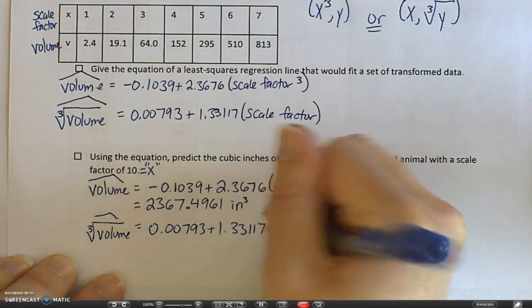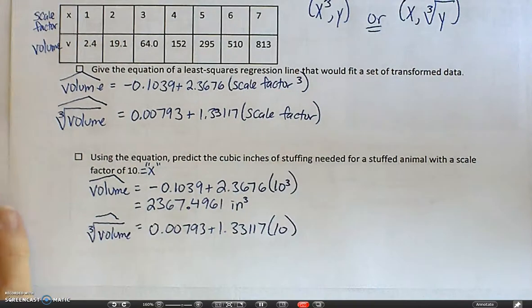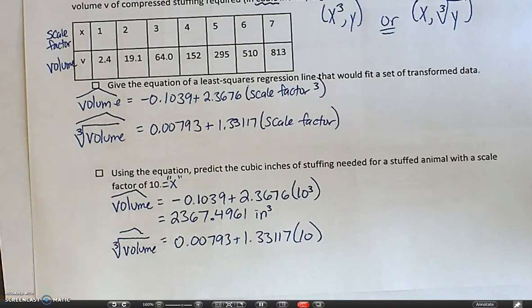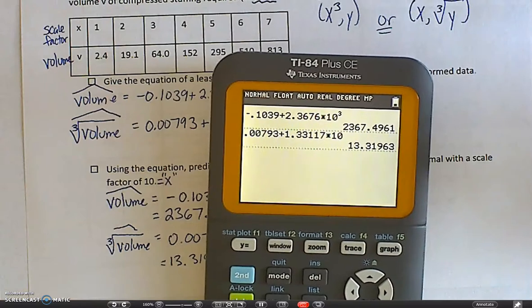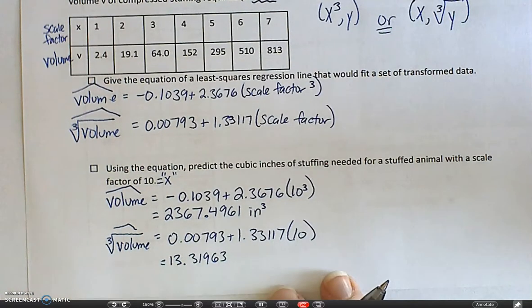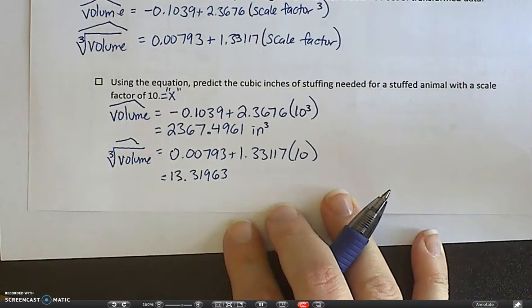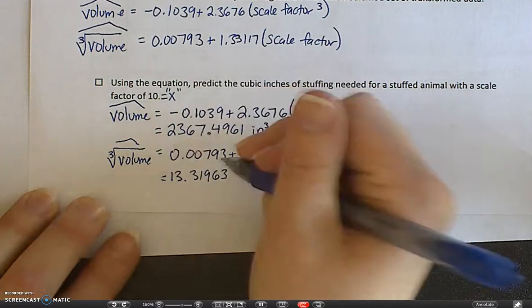And you can do this in your calculator, and I don't need to do anything to the 10 because it was just scale factor. And I end up getting 13.31, etc. But again, that's the cube root of the volume. I don't want the cube root of the volume. I want the volume. So how to get rid of a cube root? You need to cube both sides.